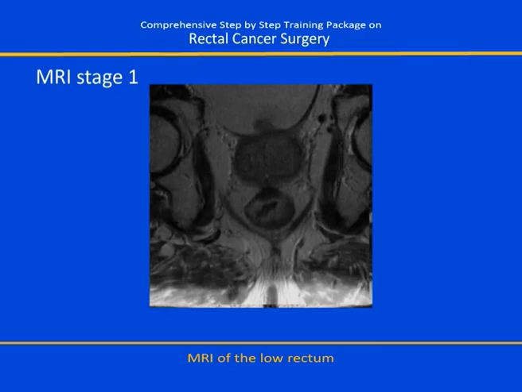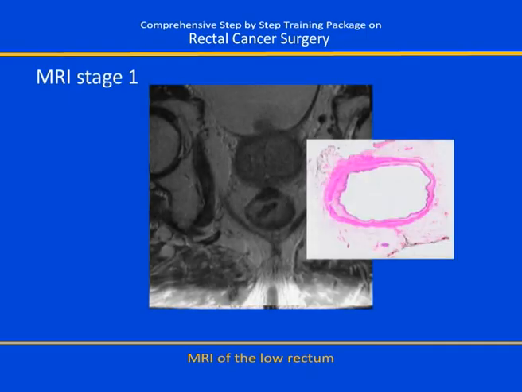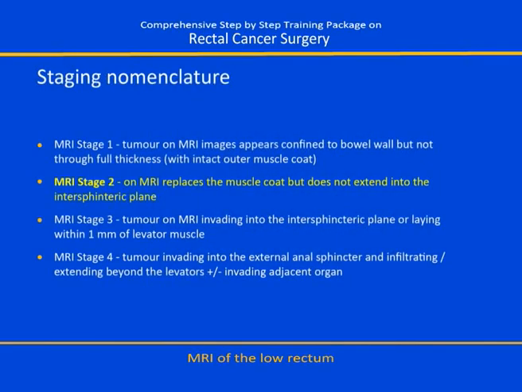But you can see that the TME plane is safe. At the level of the puborectalis sling, the scar was confined to the muscularis propria, and so it is now possible for the surgeon to plan a TME approach surgically, and that's exactly what happened, and the margin was clear of disease. So this is an example of how you can use the pre and post treatment scans to define your planes.